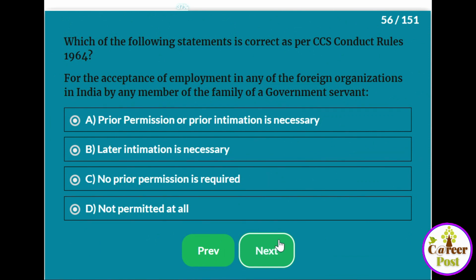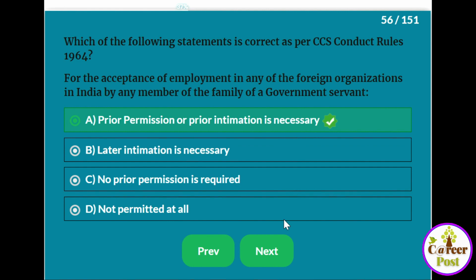For the acceptance of employment in any foreign organizations in India by any member of family of government servant, prior permission or prior intimation is necessary. Later intimation is necessary. No prior permission is required. No, not permitted at all. Prior permission or intimation is necessary.